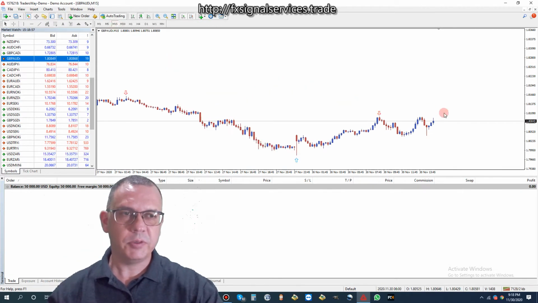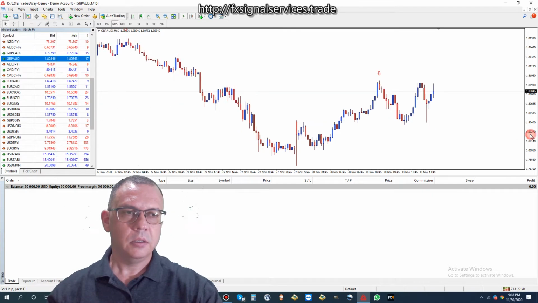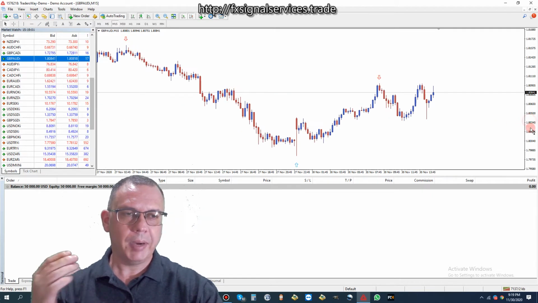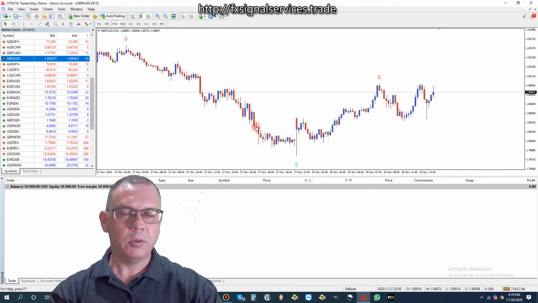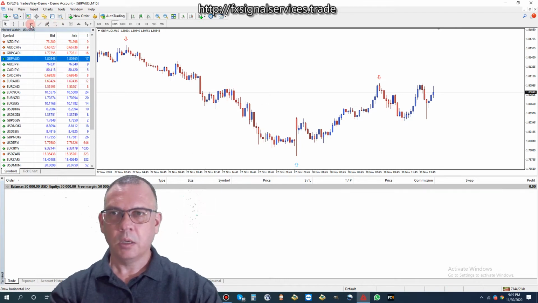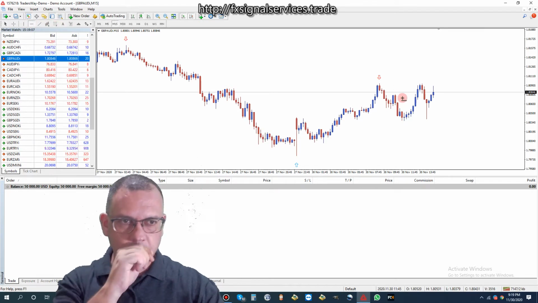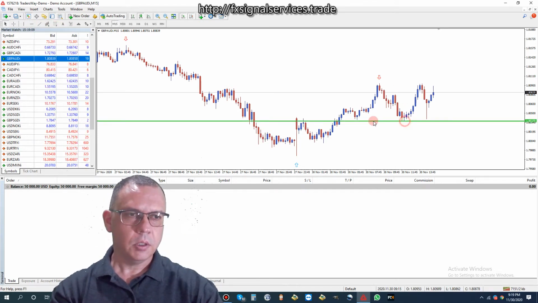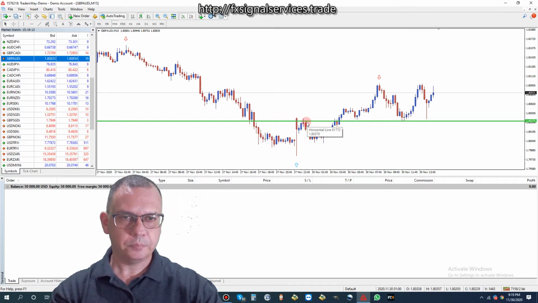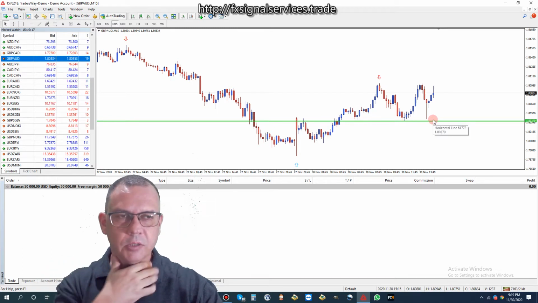So I'll go back to the 15-minute chart. Like I said, I want to put a buy limit pending order, not way down here, but we see right here that we have a pretty solid support line. I'll draw this horizontal line just so you can see as reference.